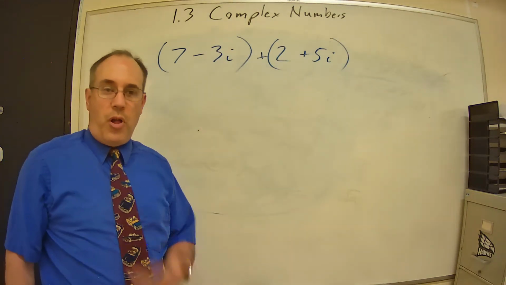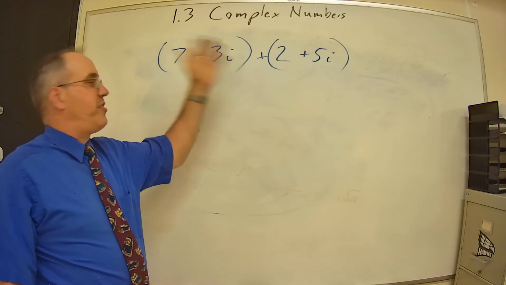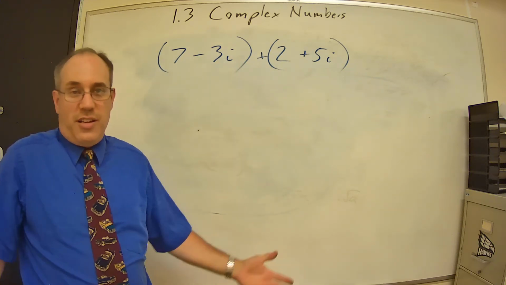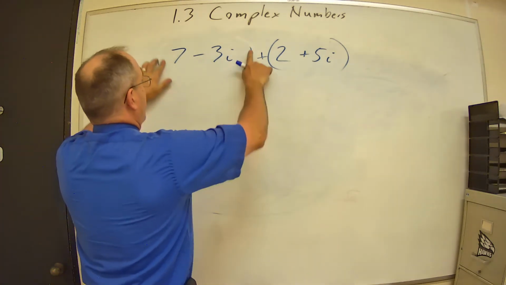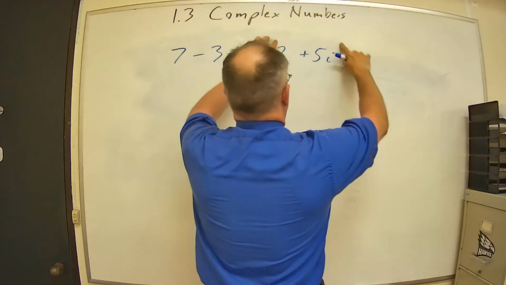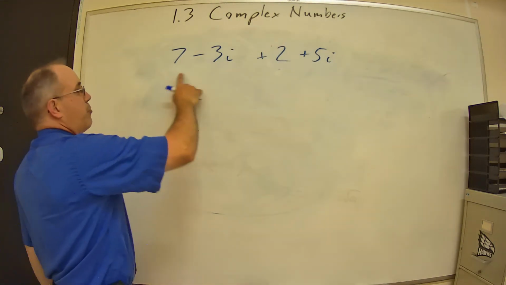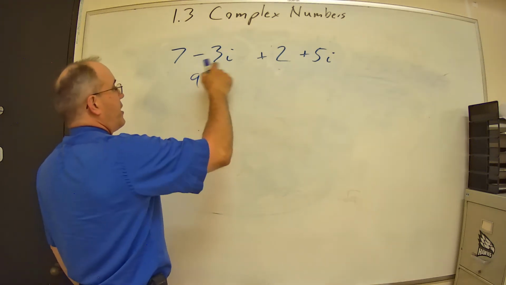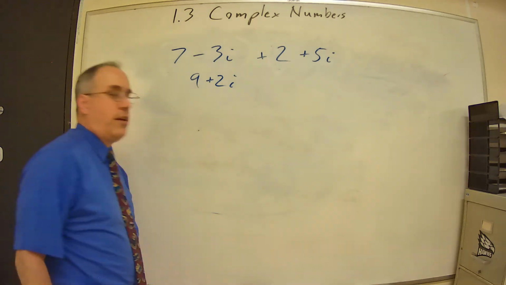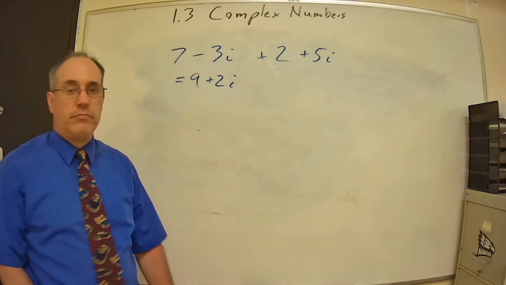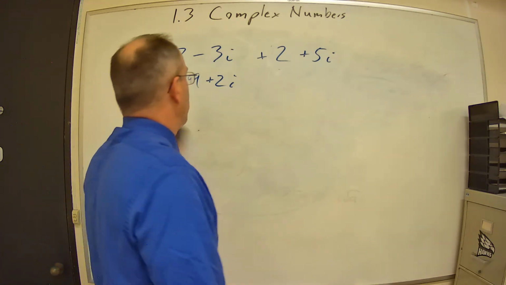just like with polynomials when we were adding them, when you're doing addition, those parentheses really mean nothing. It's just combining like terms. So those parentheses can be removed. And it's the same thing, right? So 7 plus 2 is 9, minus 3i plus 5i is plus 2i, and we're done. Simple enough. Well, what if we're subtracting?